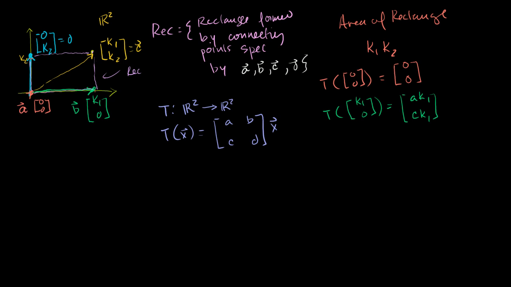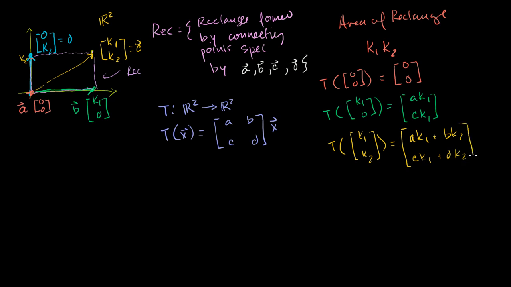And then let's move on to point C. So the transformation of point C, k1, k2, or the transformation of vector C, we could say, is equal to what? The first entry is going to be a times k1 plus b times k2. And the second entry is going to be c times k1 plus d times k2.